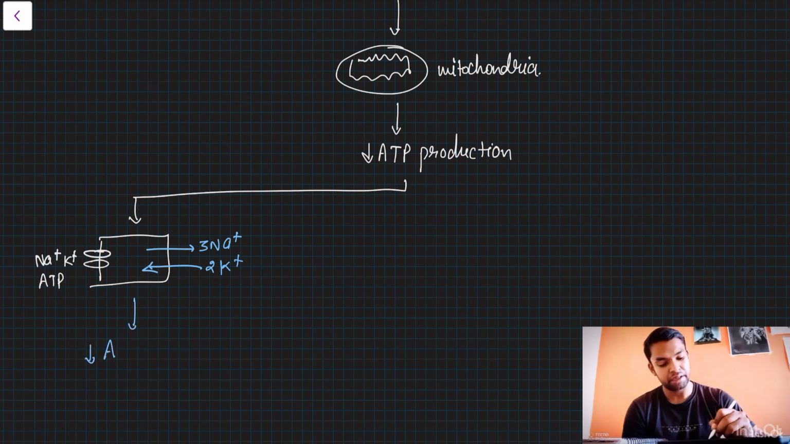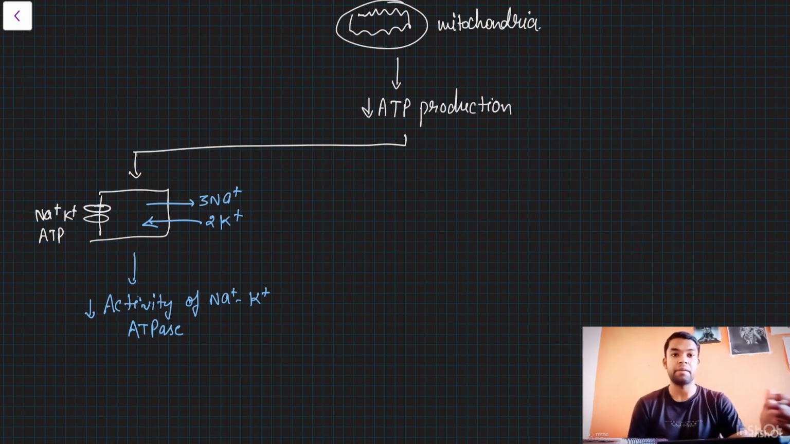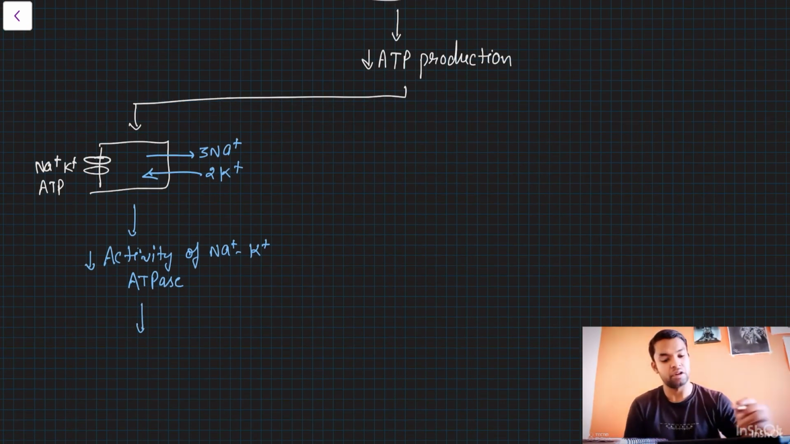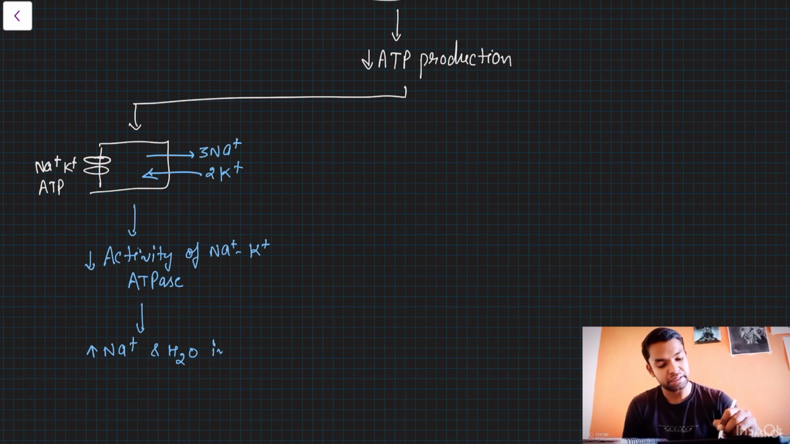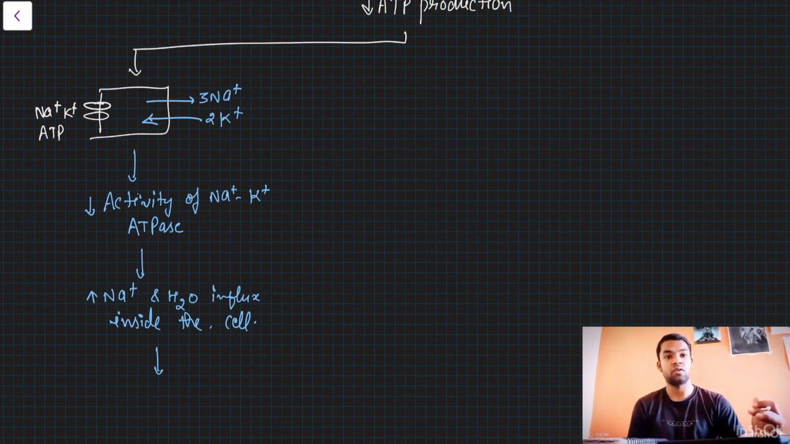So reduced activity of sodium potassium ATPase. So sodium potassium ATPase will function less. So जब sodium potassium ATPase की functioning कम होगी, तो what will happen? See, there will be more influx of sodium and water. Increased sodium and water influx inside the cell. So more sodium and water will enter inside the cell. This will lead to hydropic changes or swelling of the cell.